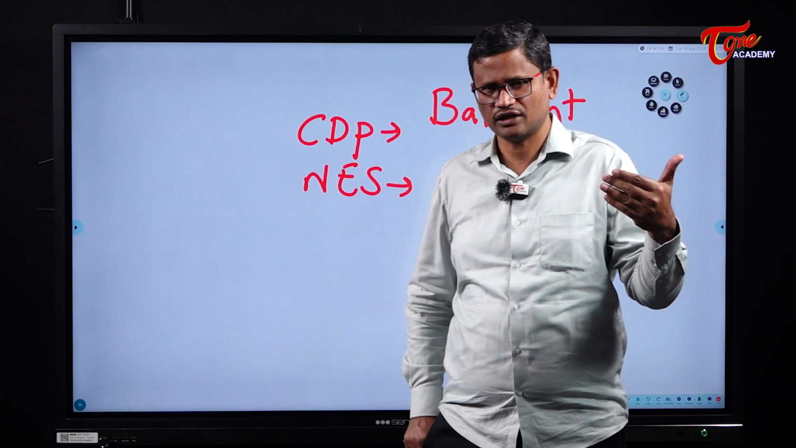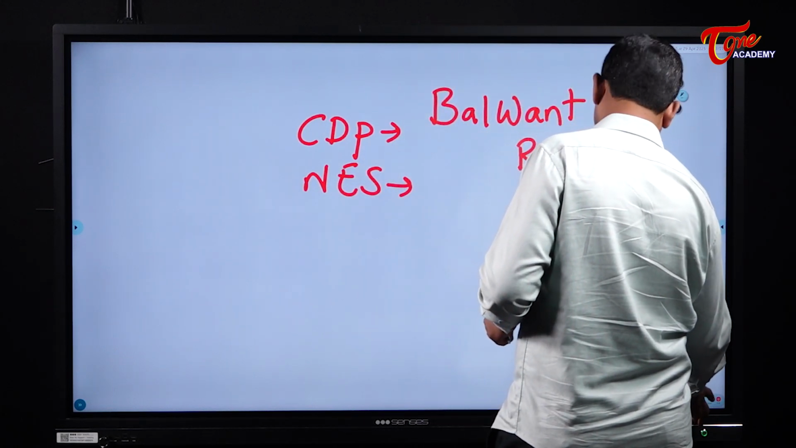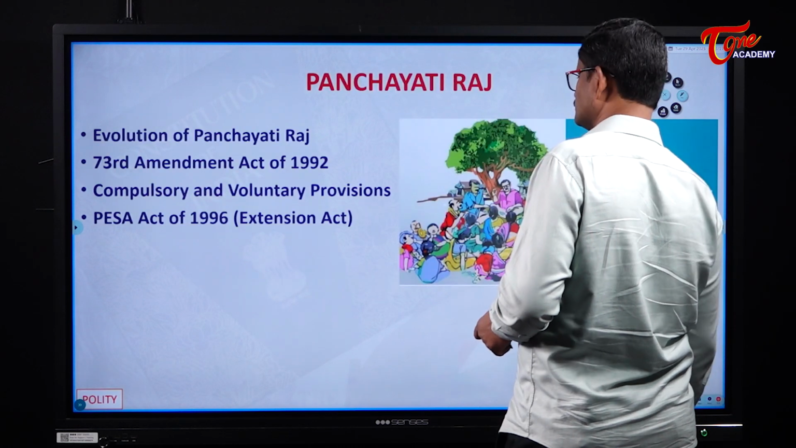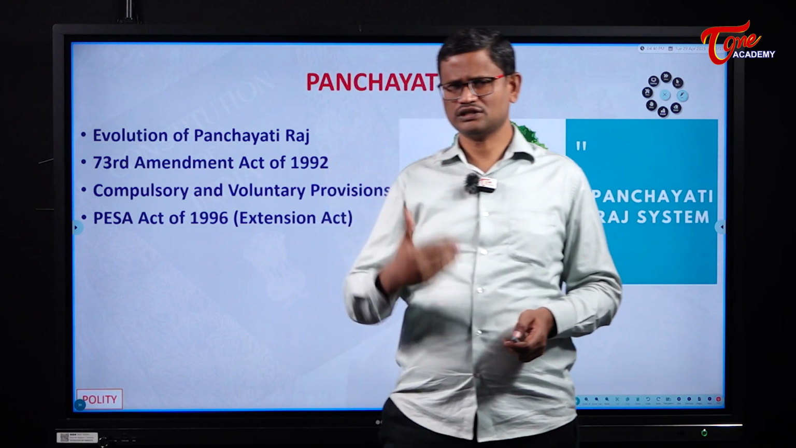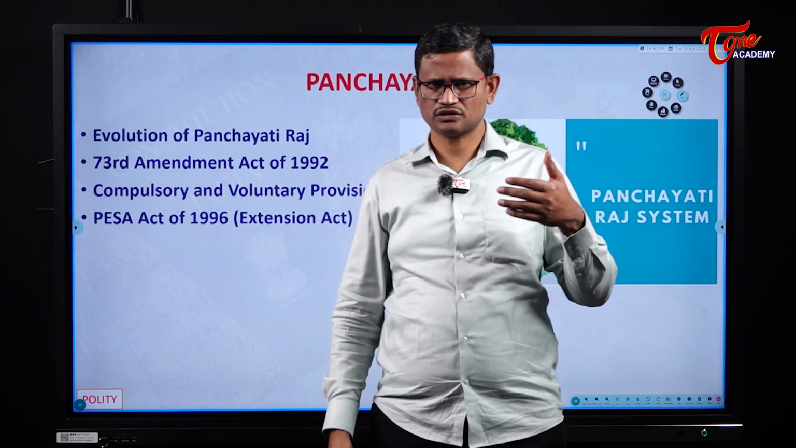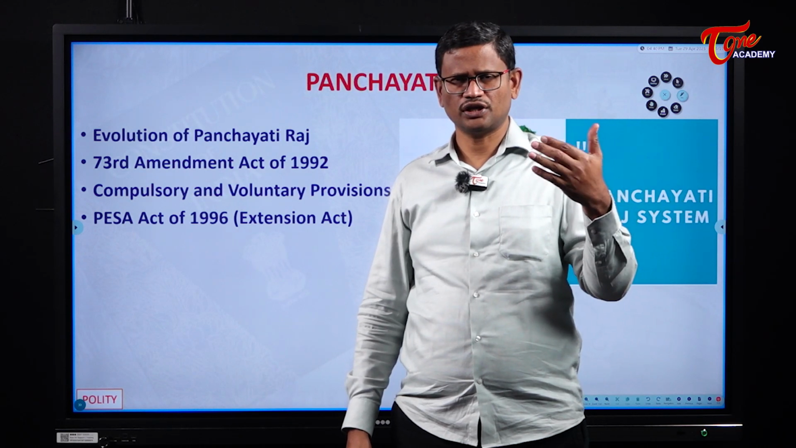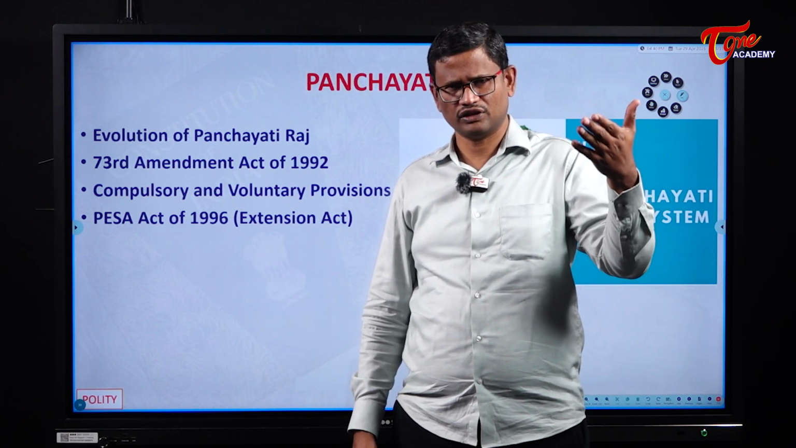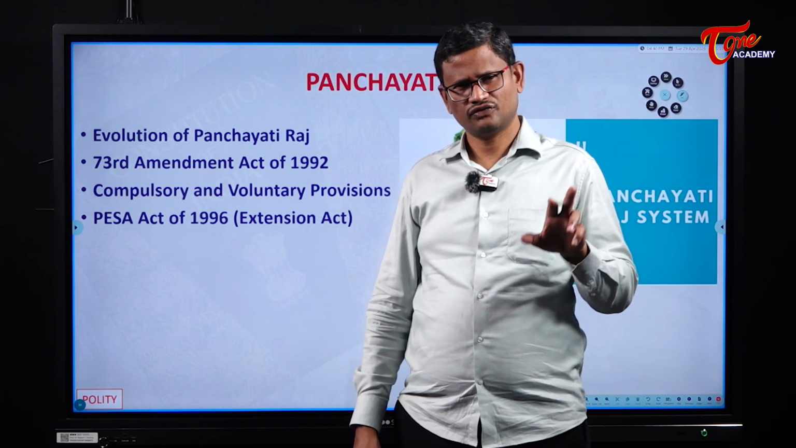So, that is the beginning of evolution of local self-governing institutions in this country. So as part of the local self-governing institutions, we will try to discuss how the local self-governing institutions in India have evolved over a period of time, starting from Balwant Rai Mehta committee till Gadgil committee. So, what are the different phases?